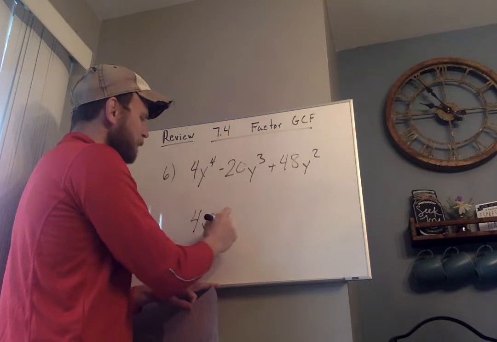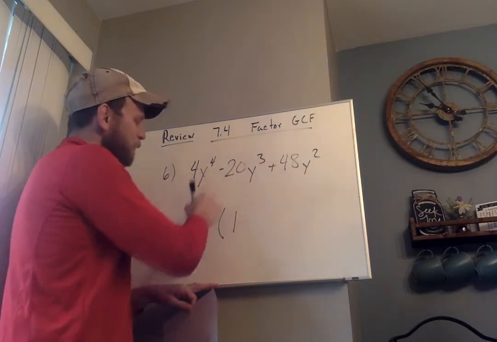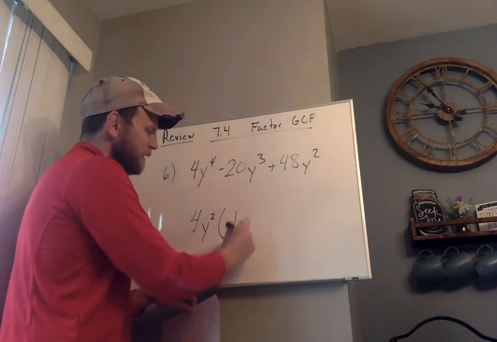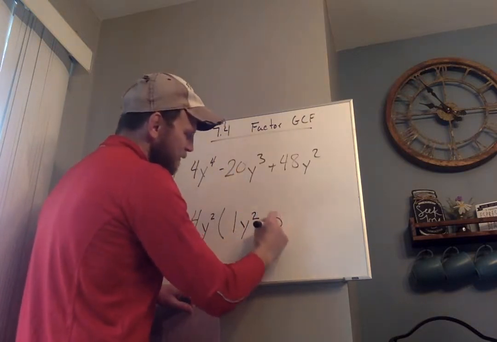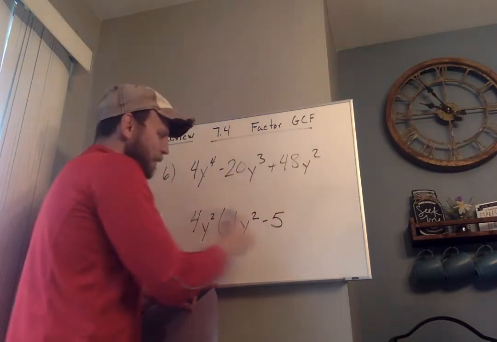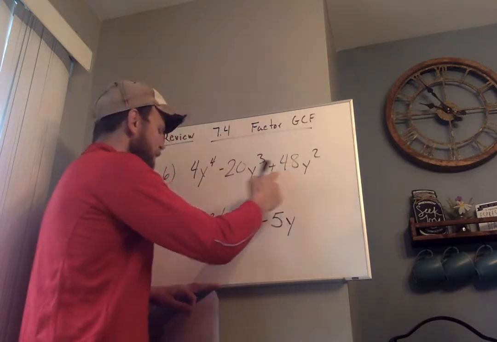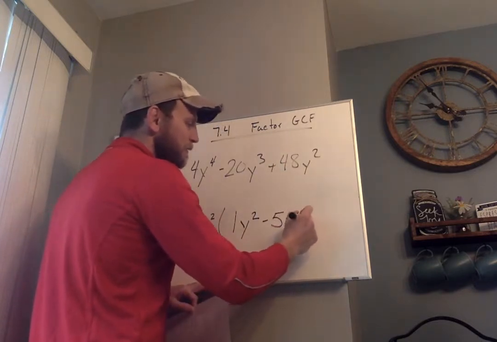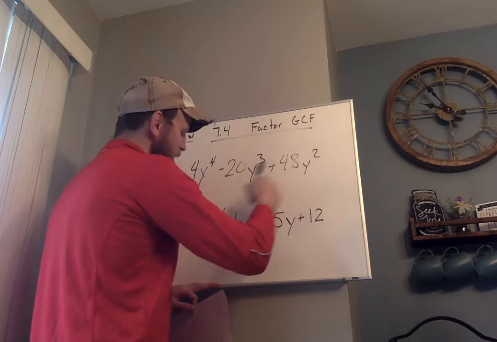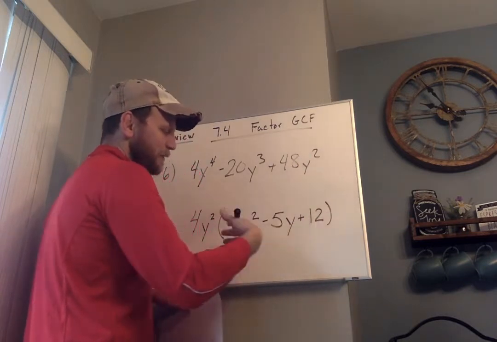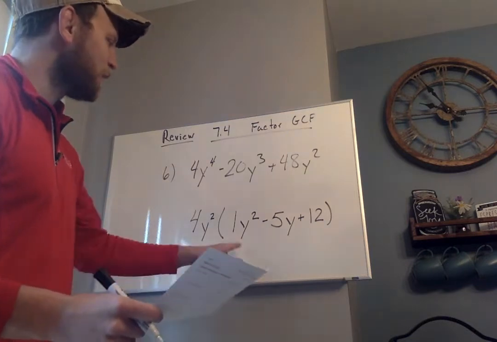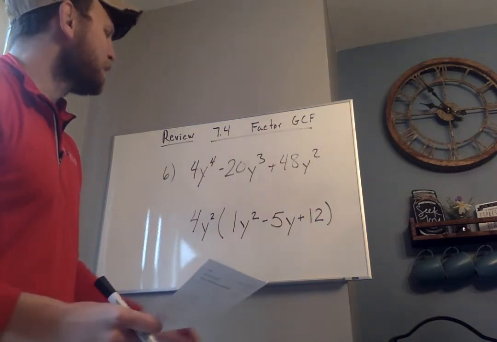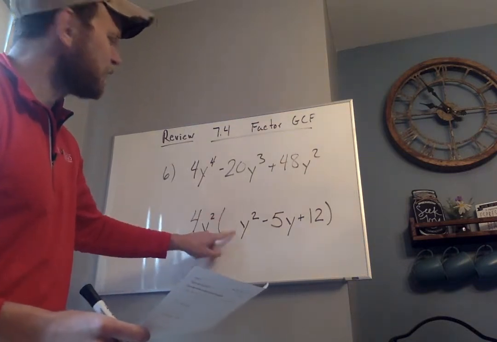Now, 4 divided by 4 is 1. y to the 4th divided by y squared is y squared. Negative 20 divided by 4 is negative 5. y cubed divided by y squared is y. 48 divided by 4 is 12. And y squared divided by y squared is 1. So it's just 4y squared times the quantity y squared minus 5y plus 12. And no, you don't need that 1.